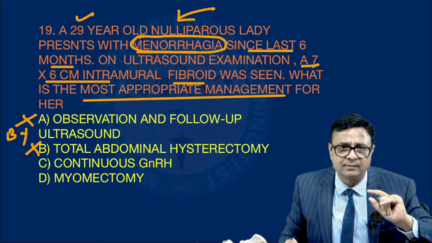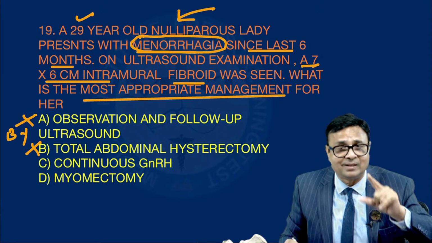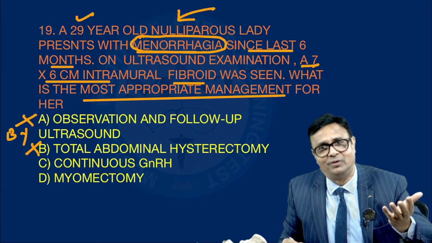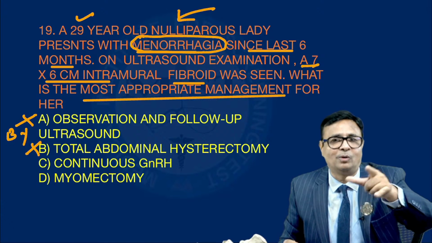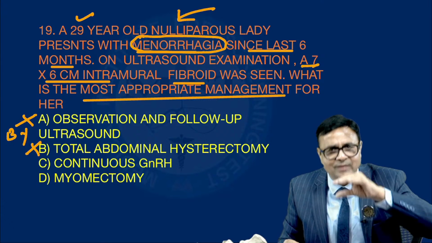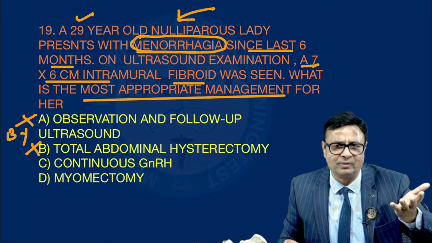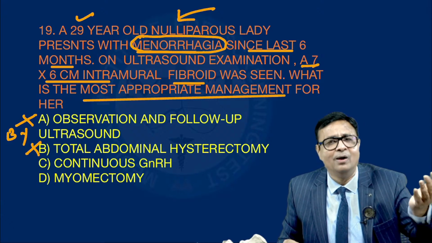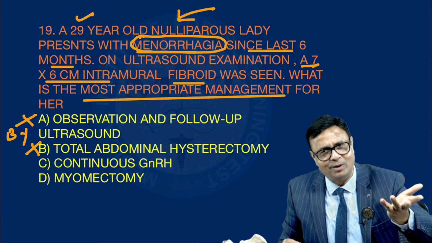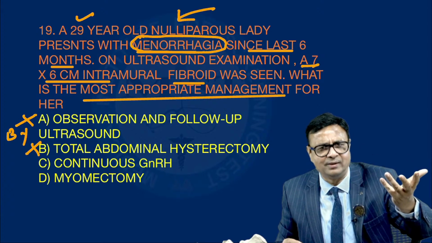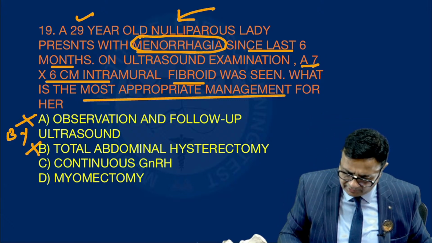Continuous GnRH is given to a nulliparous lady if she is unwilling for surgery or if there is any contraindication for surgery. Then we give drug treatment with continuous GnRH or mifepristone or ulipristal or letrozole or danazol or gestrinone. And to control local bleeding, tranexamic acid is given. So continuous GnRH is gone.